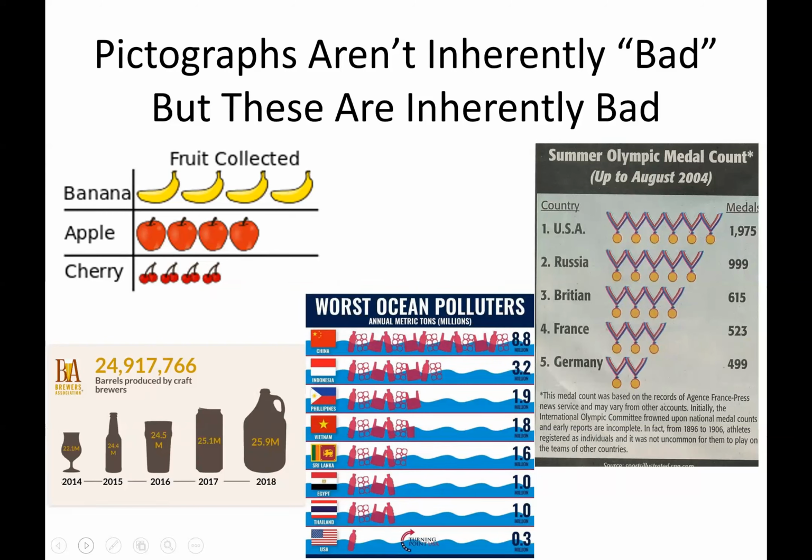The medals in the Summer Olympic medal count, if you look at Germany, those should stand for about 250 medals each. And when you start looking at the numbers versus the medals, that doesn't match up. Same thing with our little empty bottles, plastic rings, and plastic bags for the worst ocean polluters. The widths of the graphics don't match up with the numbers and the proportional differences in the numbers there.